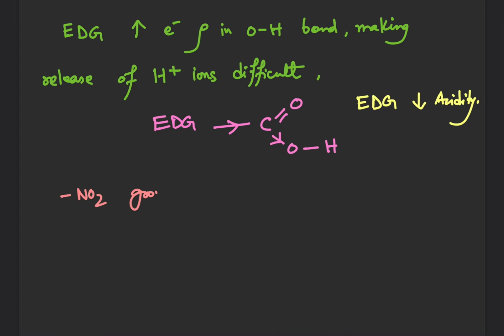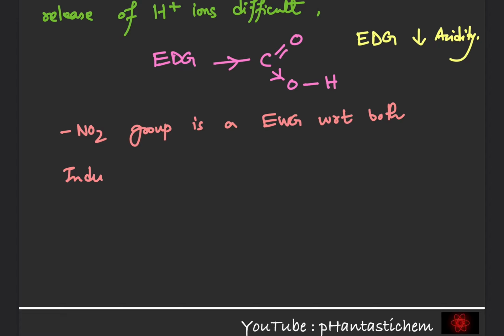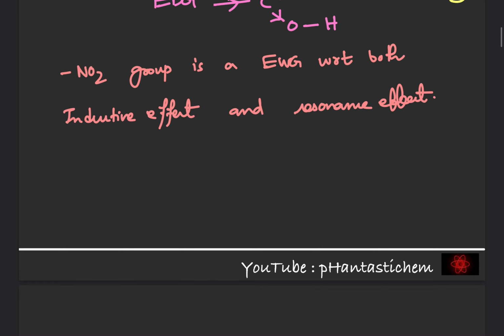The NO2 group is an electron withdrawing group with respect to both the inductive effect and the resonance effect. Okay. So according to the inductive effect, I will draw the structure of para-nitrobenzoic acid.